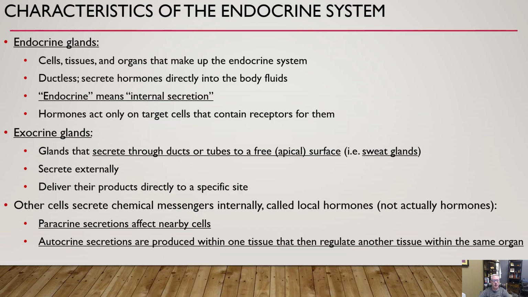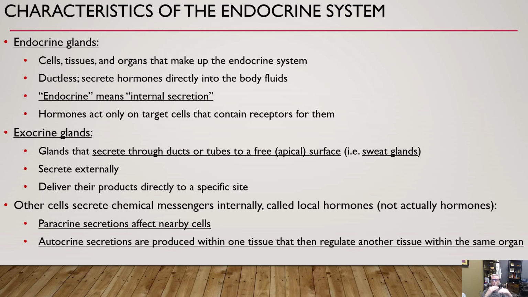Okay, so more characteristics. So we have endocrine glands and exocrine glands that make up the endocrine system. Endocrine glands, endocrine just means internal secretion. They dump their substance into, typically, body fluid. So typically that's going to be like a bloodstream. They are ductless. So when they dump whatever they're dumping, they're going to dump their stuff into a body fluid.